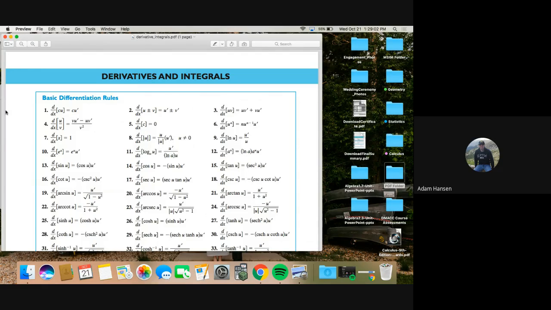Now, what if you have a function e raised to some other function? If u is a differentiable function of x, the derivative of e to that function u is e to the u times the derivative of that function, u prime. So for example, the derivative of e to the 3x would be e to the 3x times the derivative of 3x, which is 3.